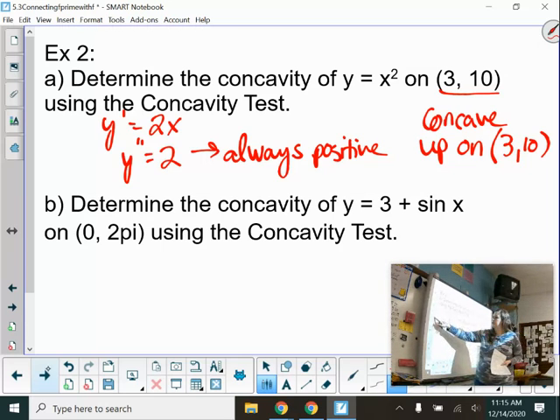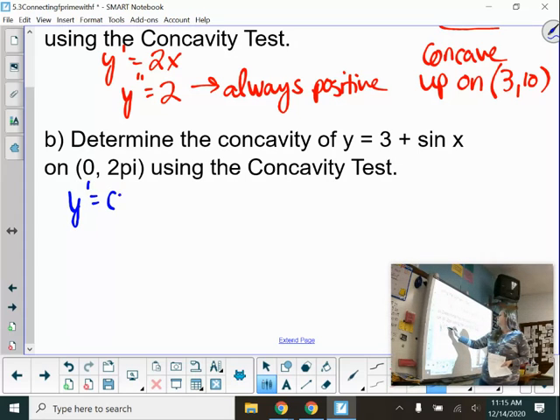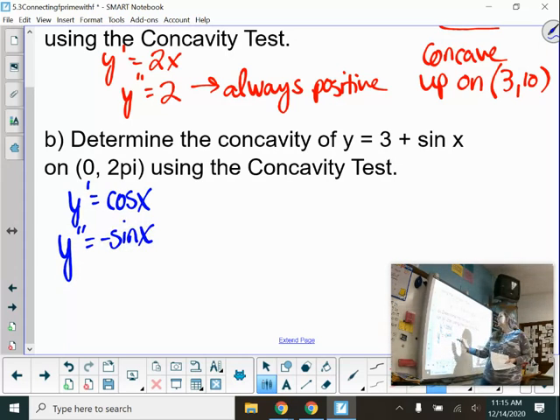Now, part B is a little bit different because we are dealing with a trig function. We are looking from 0 to 2 pi. So we are going to be using the concavity test again. So I want to take the first derivative. The 3 is going to drop out because that's a 0. So I get cosine of x. And then my second derivative is going to be negative sine of x. Well, if I set that equal to 0, on the interval 0 to 2 pi, x is 0, at pi, and at 2 pi.